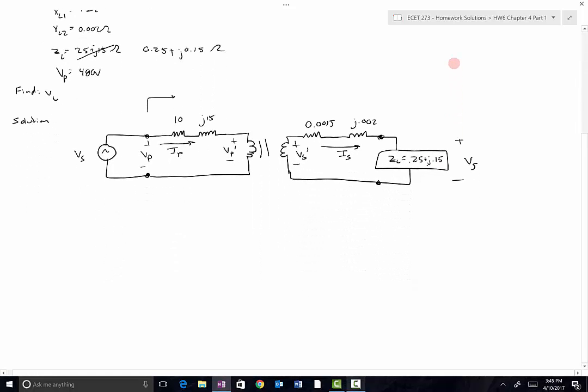So what we need to do to solve this circuit to determine this voltage is we need to figure out what the current flow is in the primary. Then we can refer that to the secondary. That's a pretty easy way to do it.